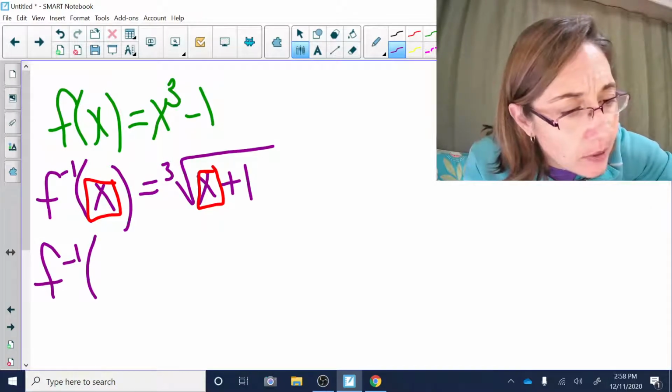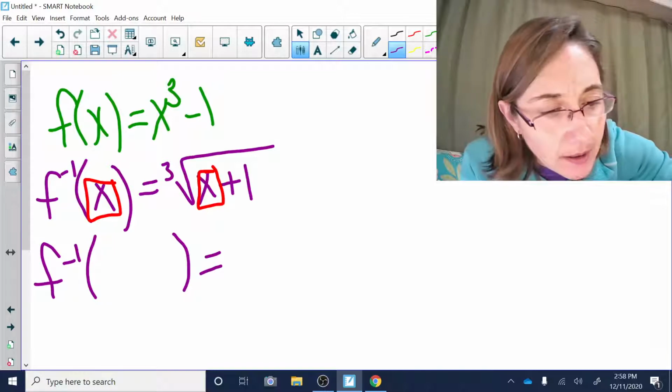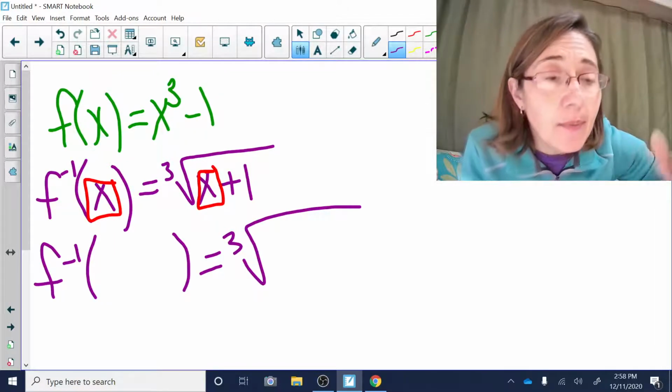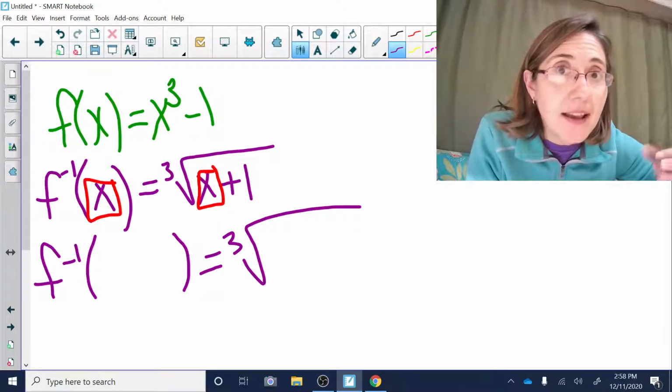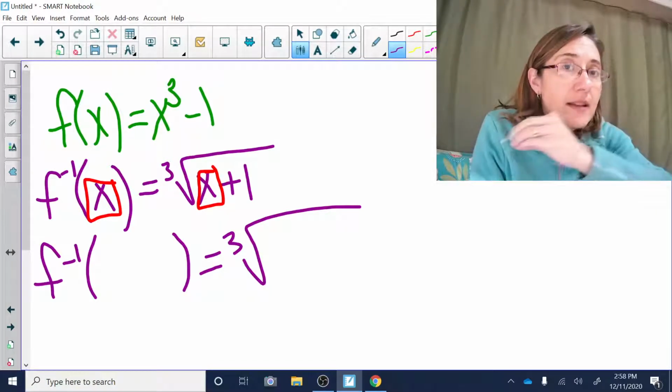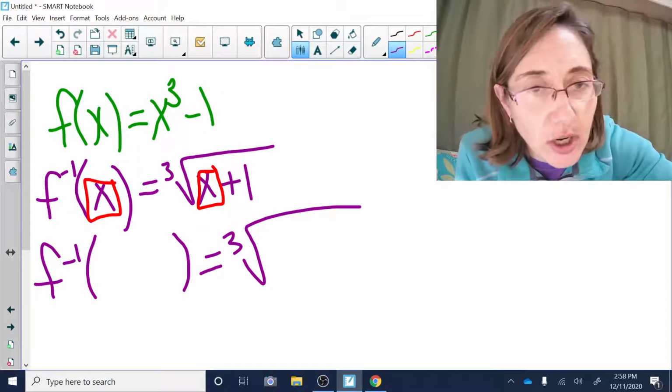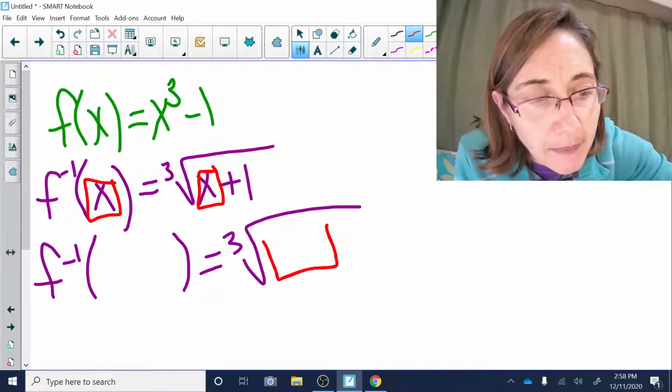Now what am I trying to prove here? What am I hoping that this is going to simplify to? I'm hoping I'm going to end up back with x, because if I run something through the original and the inverse, I should be back to where I started. So that's what I'm hoping to see happen.